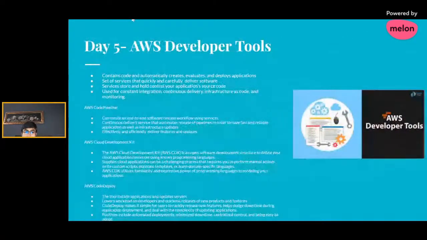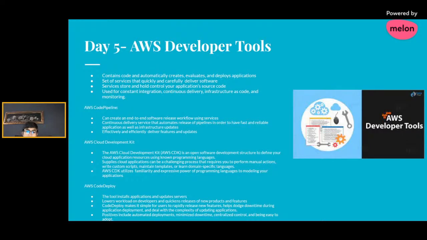All right, so let's discuss the final few tools that we have. First, AWS Developer Tools. These contain code and automatically create, evaluate, and deploy applications. It is a set of services that can quickly and carefully deliver software. These services store and hold control of your application source code, and are used for continuous integration, continuous delivery, infrastructure as code, and monitoring.